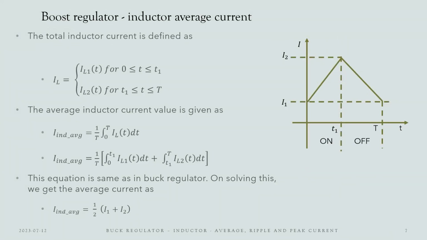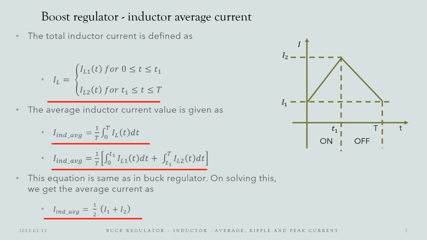Observe the obtained equations once again. These are similar to that of a buck regulator equation we saw in our previous video. If we solve this like we did in the buck regulator video, we get the average current as half of I1 plus I2.